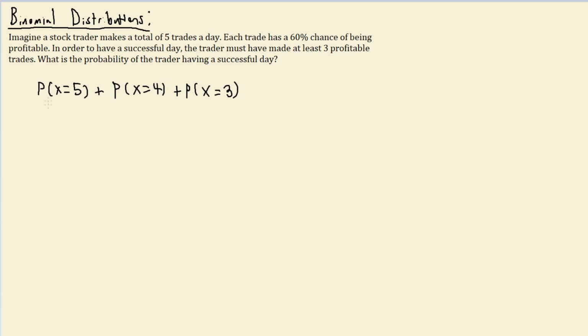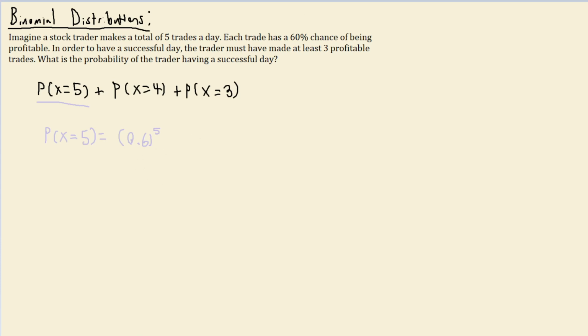For this first probability here, actually, let's do this in a different color. If we're talking about this first probability, the probability of x being equal to 5, or the probability of the trader having 5 successful trades, the only way that this can happen is if all 5 of the trades are successful. And since each trade has a 60% chance of being profitable, this is just going to be 0.6 to the power of 5. That one's an easy one.